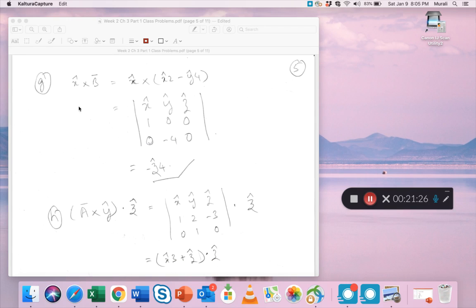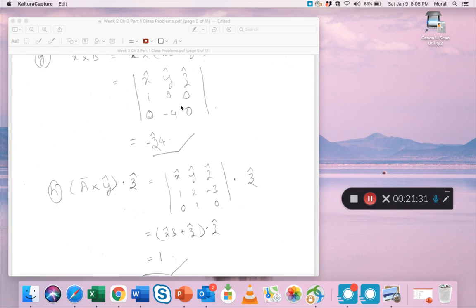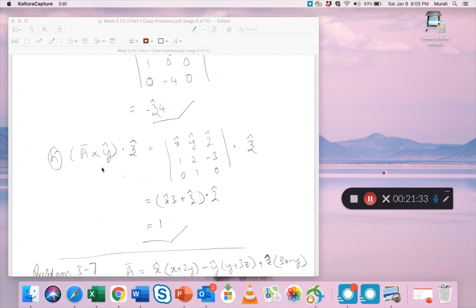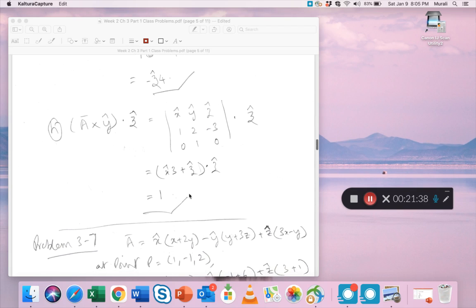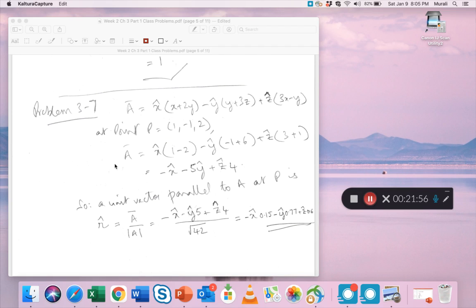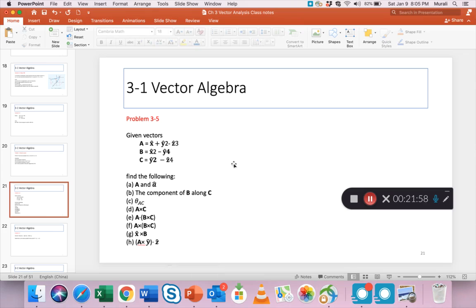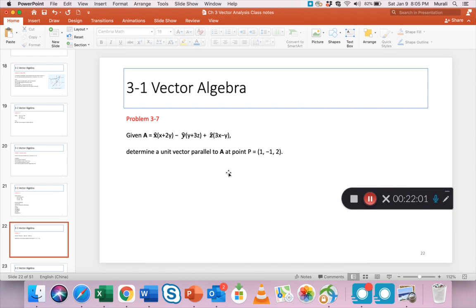Then we have G and H, X cross B. See how I did that again using the determinant method. Lastly, a scalar product, this times Z, you can see how it comes out to be 1. Okay, so please make sure you go through each of these steps carefully, and you understand how to do simple cross and dot products. Okay, all right, let's go back and look at problem 3.7.